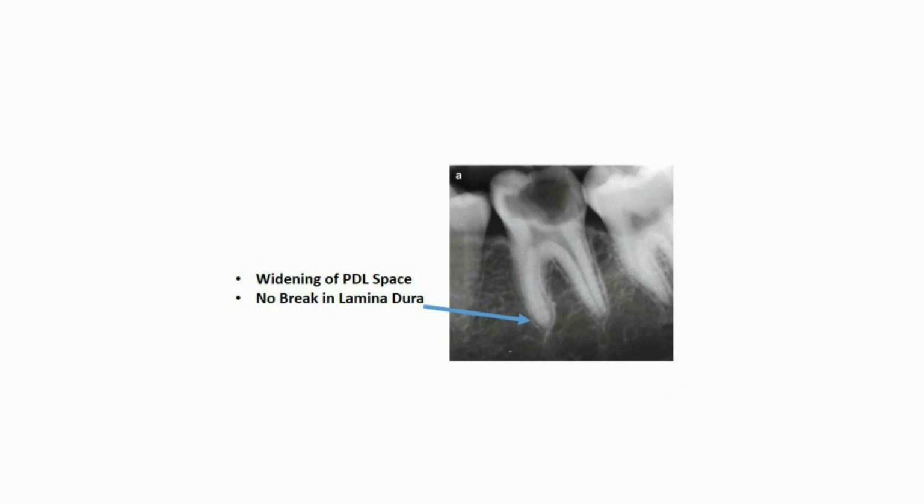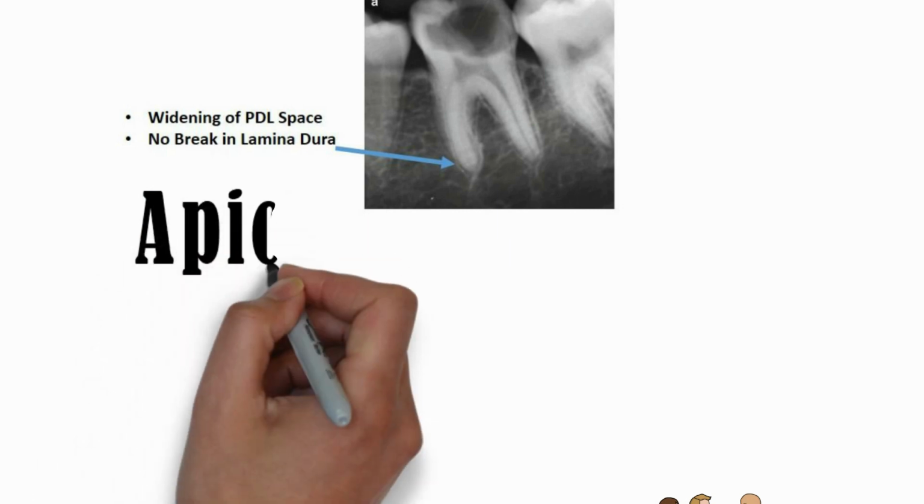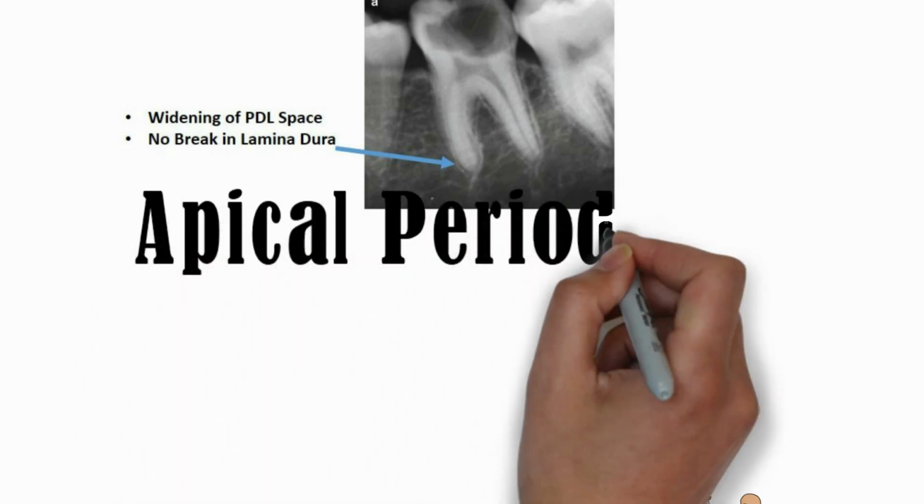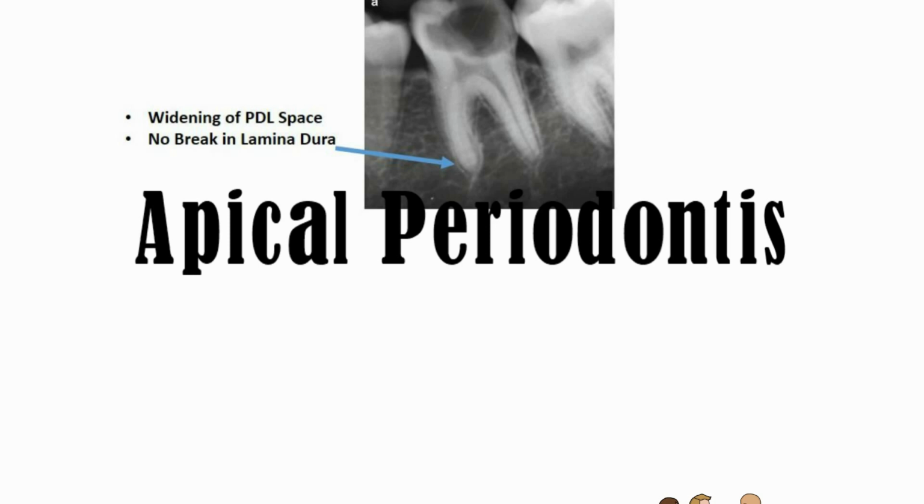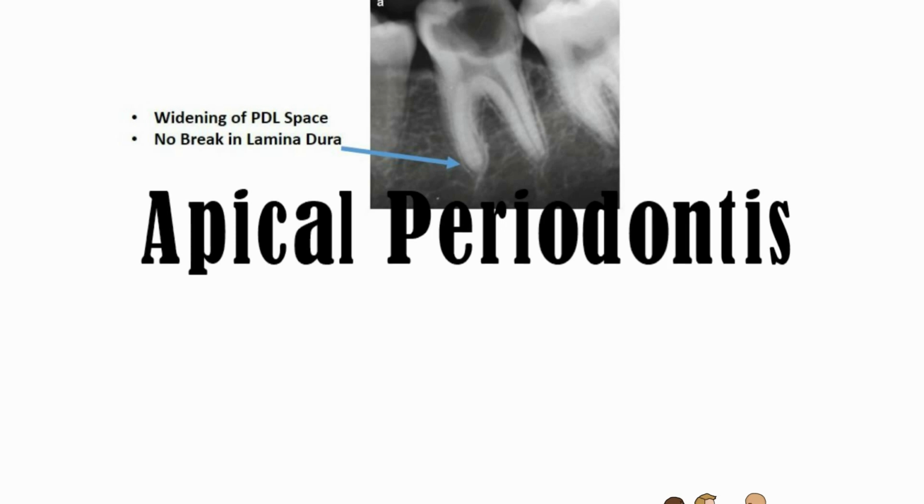If you see clearly, we can appreciate the widening of PDL ligament in the mesial root. There is a very important landmark called lamina dura, which is basically a radio-opaque line which covers the periodontal ligament. So in this radiograph, you can see the lamina dura is intact, but there is widening of PDL space. Now this is a diagnosis for apical periodontitis, but you cannot say whether it is symptomatic or asymptomatic by just looking at the radiograph. Now coming to the next radiograph.